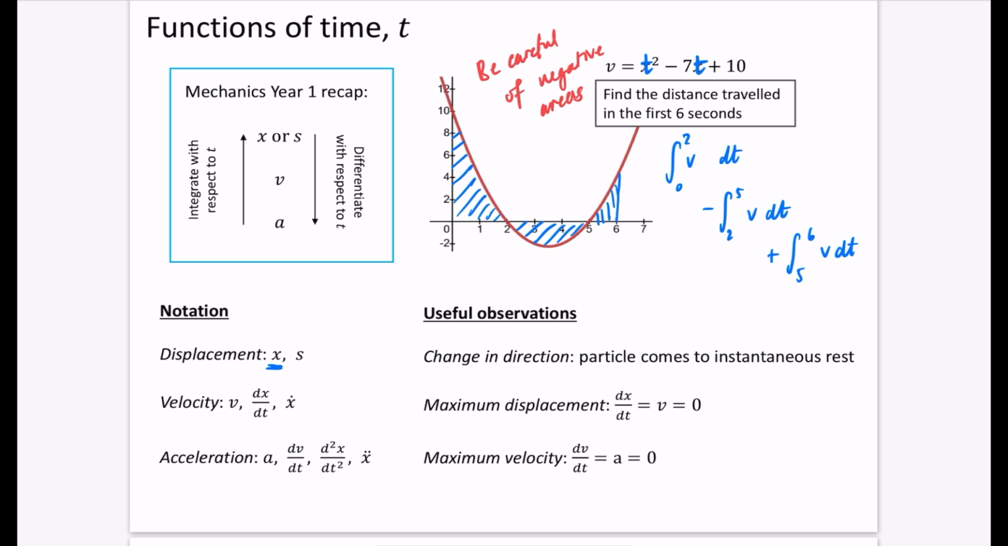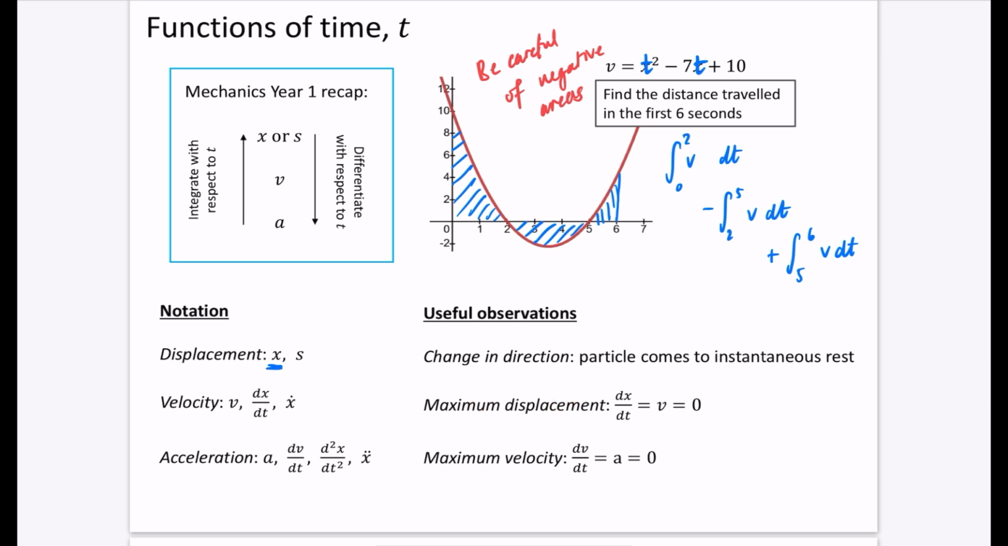And one of the ways we can often see that there's going to be a change to a negative area is if the question says that there's a change of direction, or it might say that the particle comes to rest, because we can see here the particle will be coming to rest. Will it be changing direction for these kinds of things? When it comes to instantaneous rest, it switches around.